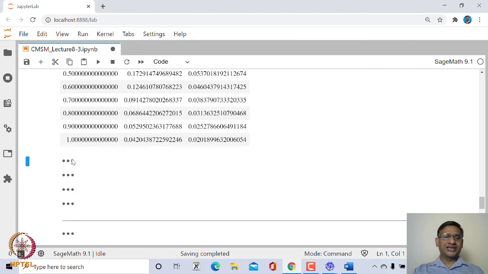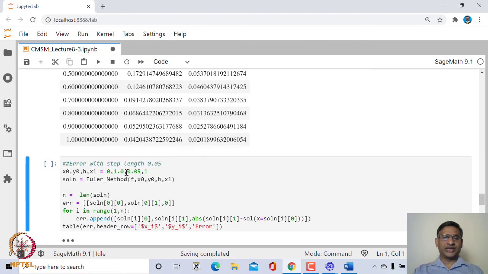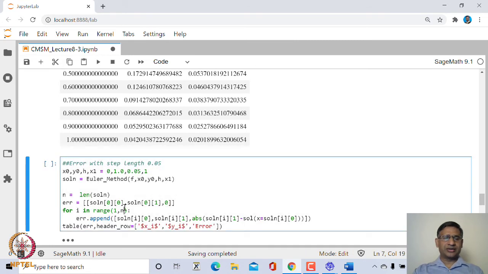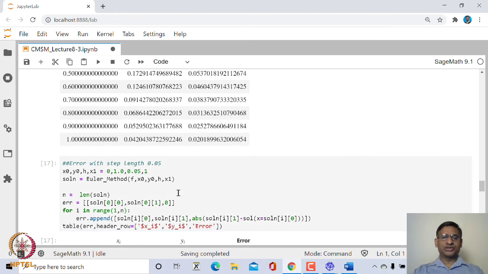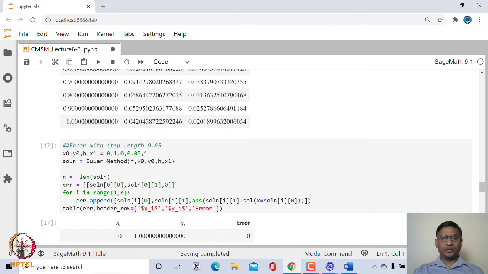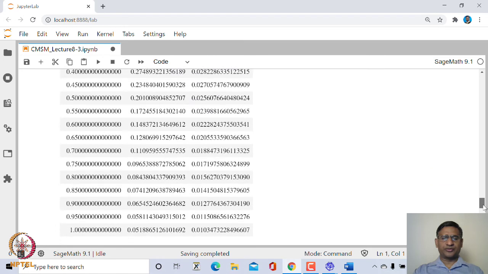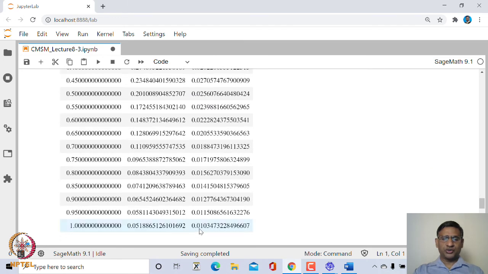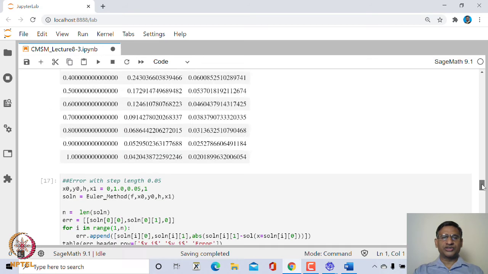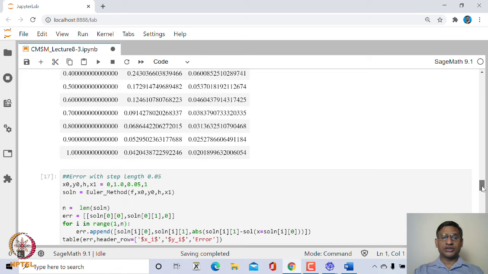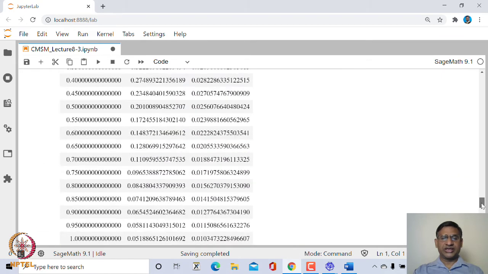Now suppose we decrease the step size, suppose we take it 0.05 and again try to tabulate the error at each of these node points. So you will be able to see that this error is much smaller than the error using 0.1. So you can see here in this case the error is 0.01103, and in the previous case at 1 the error was 0.02. So almost it has become half of the previous error.